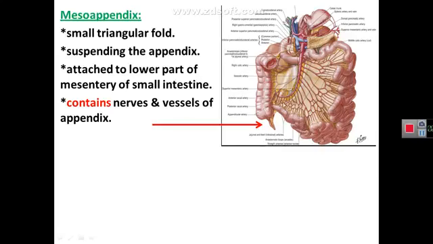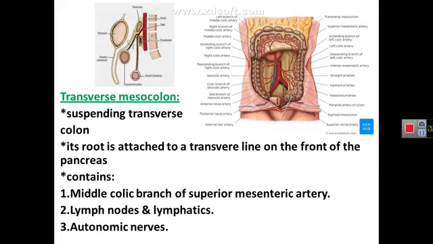The mesentery of the appendix is a very small triangular fold suspending the appendix. It is attached to the root of the mesentery of the small intestine near the ileocecal junction, and it contains vessels and nerves to the appendix, in addition to fat, autonomic nerves, and lymphatics.